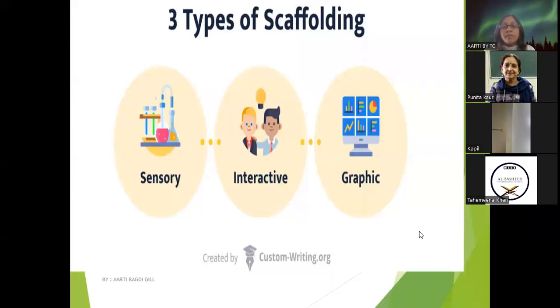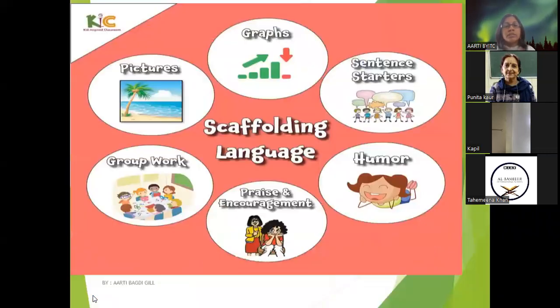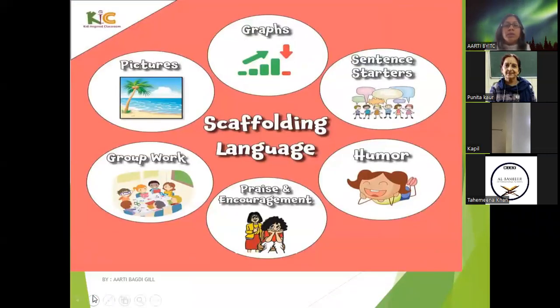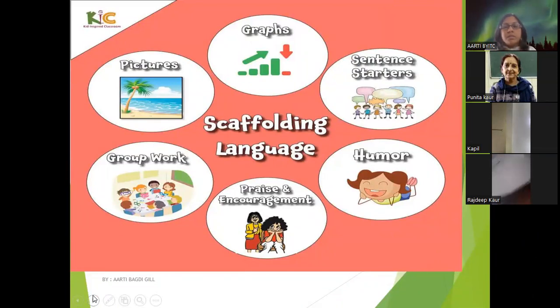It is meant for everyone. It is meant for all the grades. Use such approaches in the classroom, making the learning interesting and something new going on in the classroom, making the child excited also about what is to be done in the class today. Okay, now this is the scaffolding language.